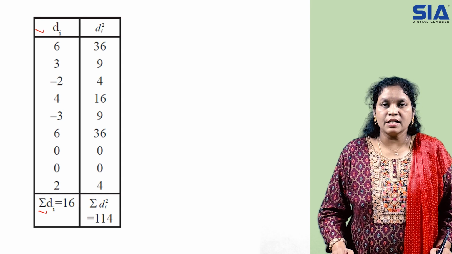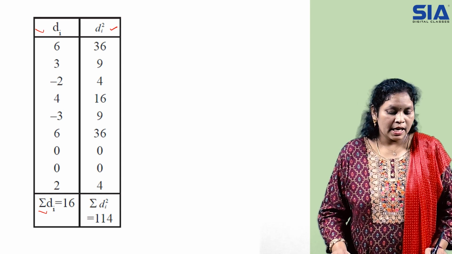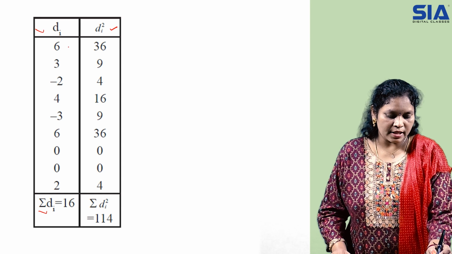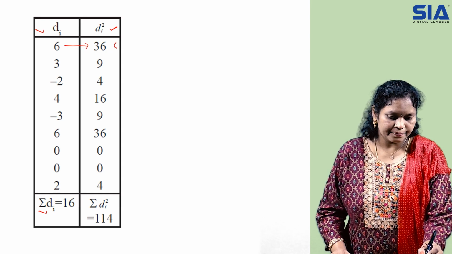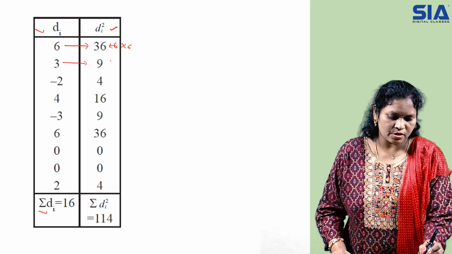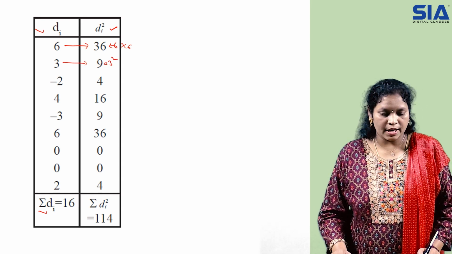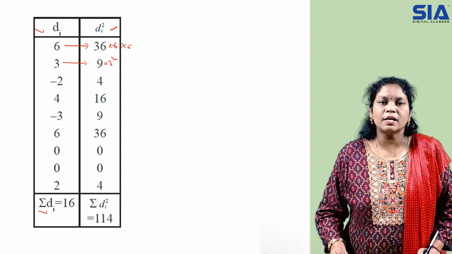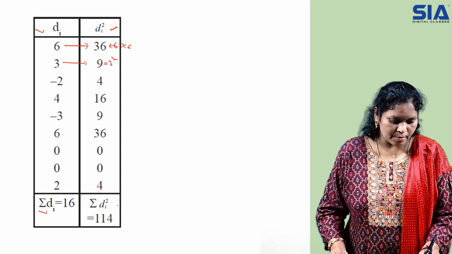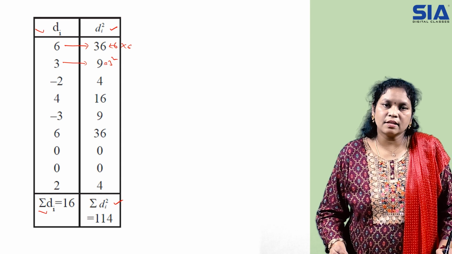Summation di is 16, then I have considered di square so that I can obtain my s square values. So di square, simply square the terms. 6 square, 6 into 6, 36 I've got. Similarly, 3 square, that is 9. Like that, go for squaring the various numbers, and then do the total summation di square we have obtained. So let us utilize all these values in the data for us.